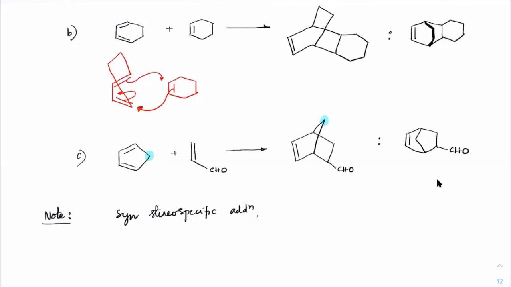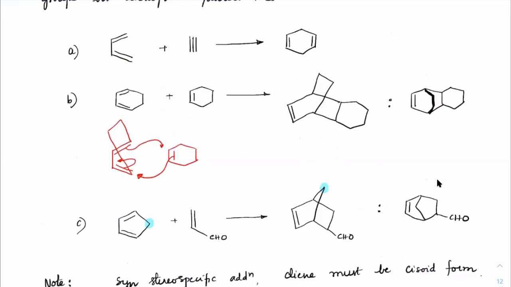Secondly, the diene must be in cissoid form. In case it is in a transoid form, the reaction won't take place.